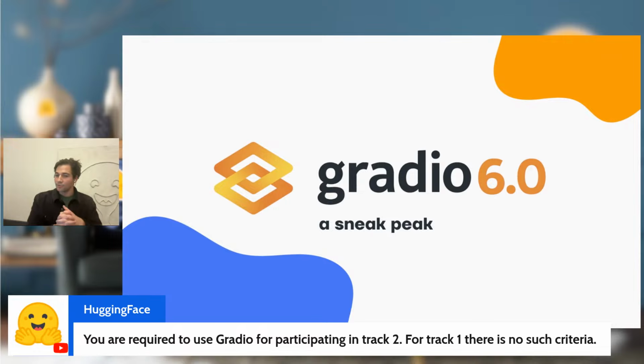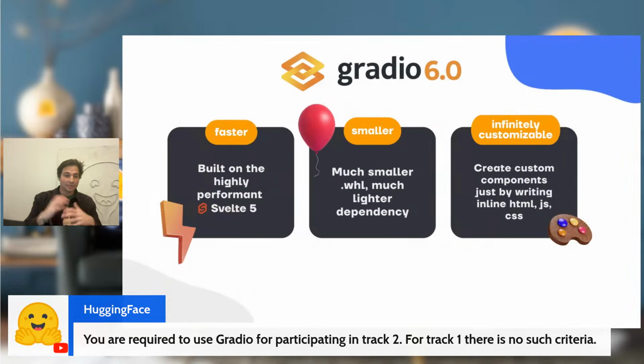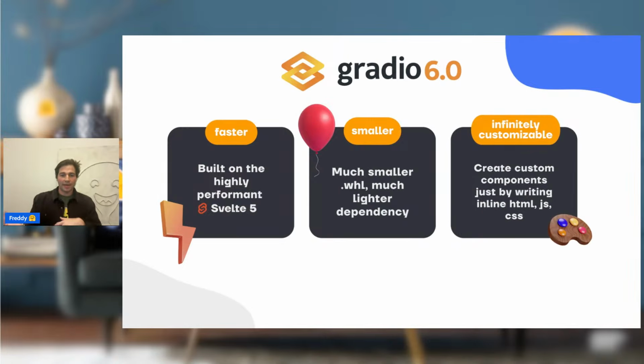So for Gradio 6, it's faster. It's built on the highly performant Svelte 5. We're also making the backend a lot faster as well. So MCP requests will process a lot faster, and the page will be a lot faster as well.